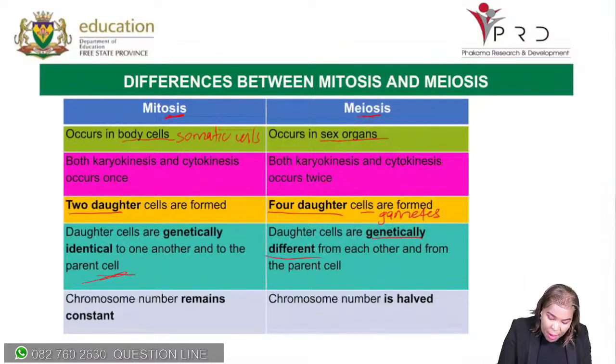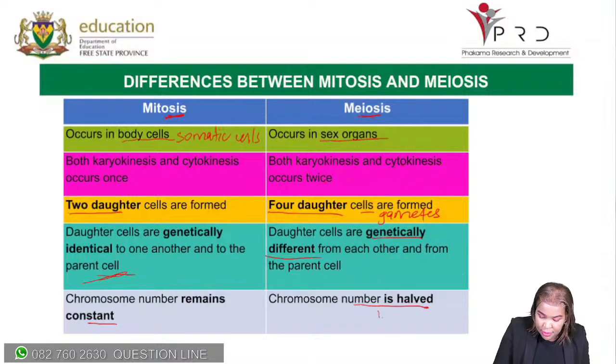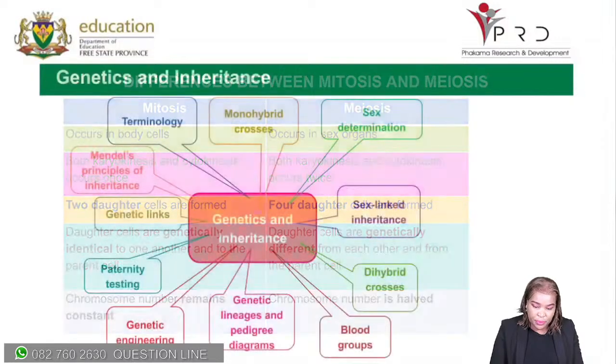And then in mitosis the chromosome number remains constant. If it was 12, it will remain 12, 12. But in meiosis, the chromosome number is halved. And I told you the reason why it needs to be halved, because we don't want to have an organism with more chromosomes. So we need to keep them haploid. Haploid, or for human beings, you can say 23. Or you can say haploid is represented by N. So these are the differences between mitosis and meiosis.